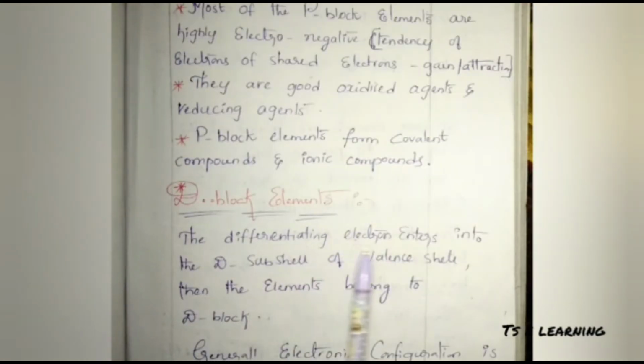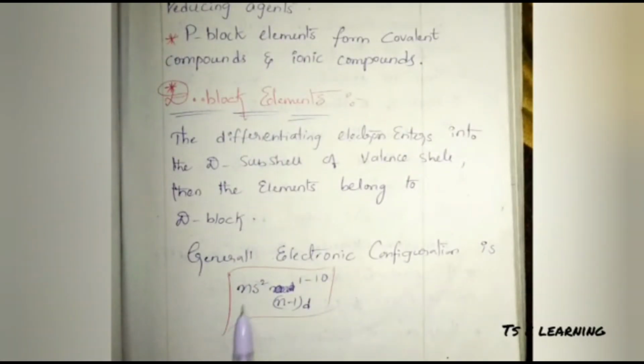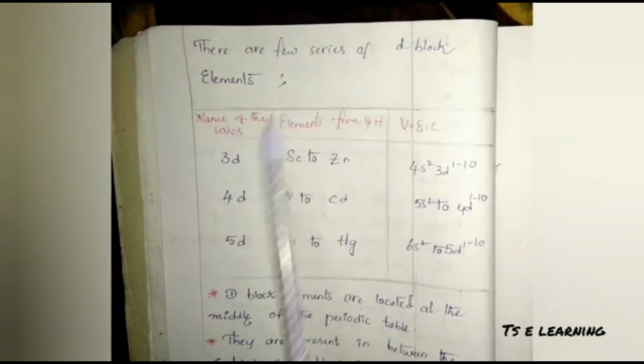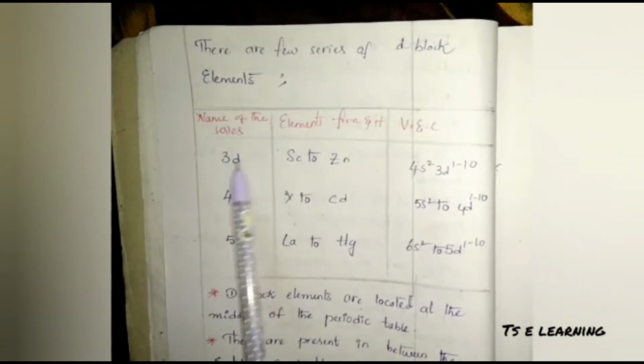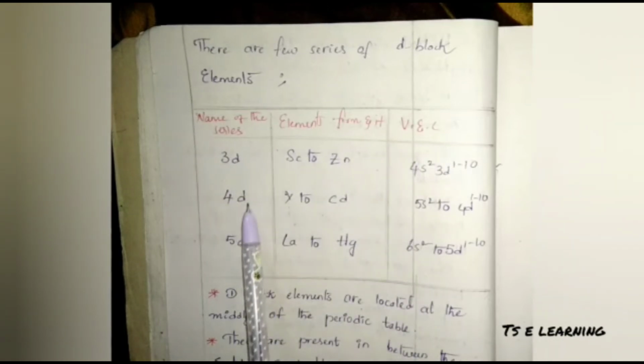D block elements. If the differentiating electron enters into the d subshell of the penultimate shell, then the elements belong to the d block. Their electronic configuration is ns2 (n-1)d1 to 10. There are a few series of d block elements. Here I am giving a table: name of series, elements, valence electronic configuration.